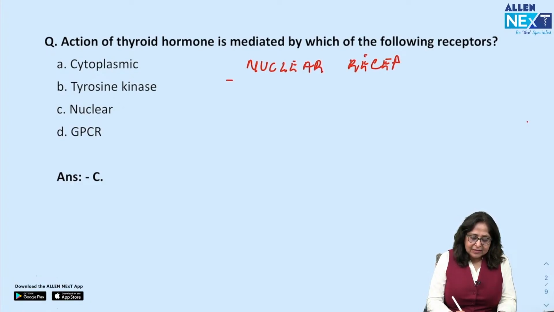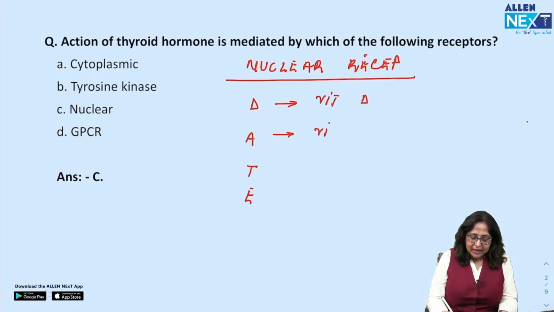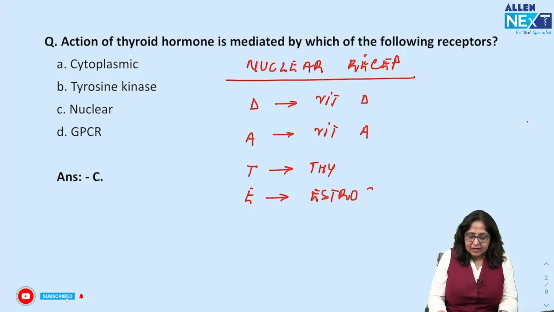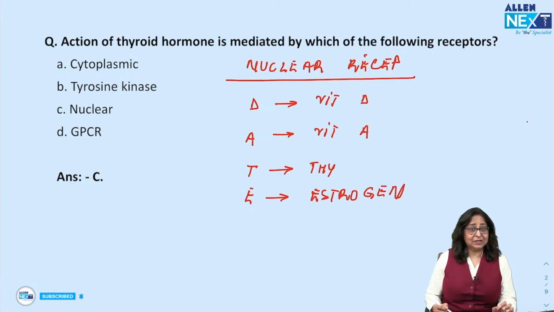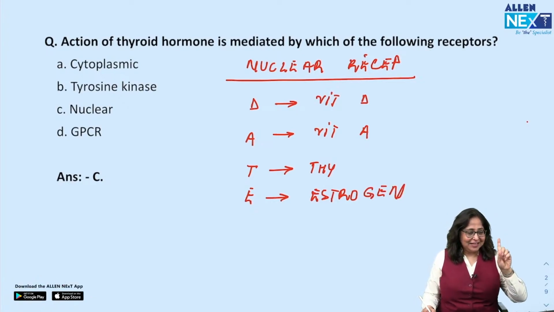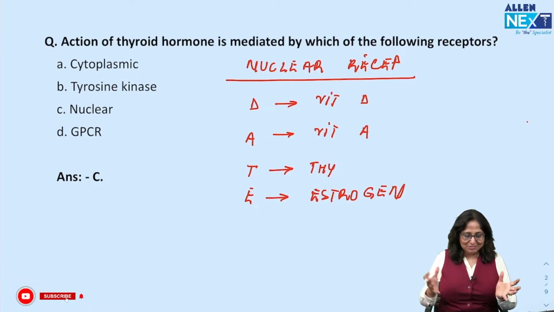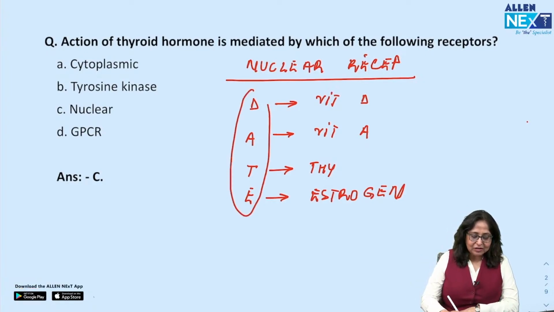The way to remember this, like I normally tell you, remember DATE. Easy to remember. So vitamin D, vitamin A, thyroid, and estrogen. These are nuclear receptors. And sometimes I'm asked this question that T could also be testosterone. And then I tell you that please remember date with a hypothyroid woman. So maybe that is a way to remember what are the ones with nuclear receptors.